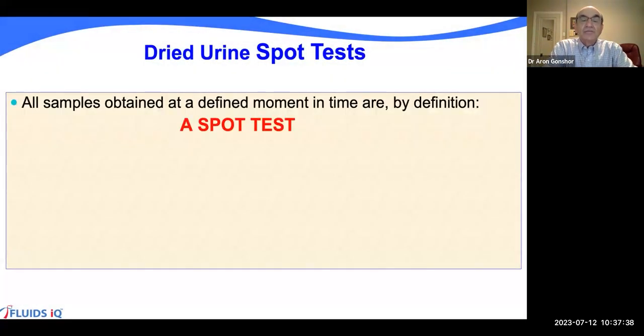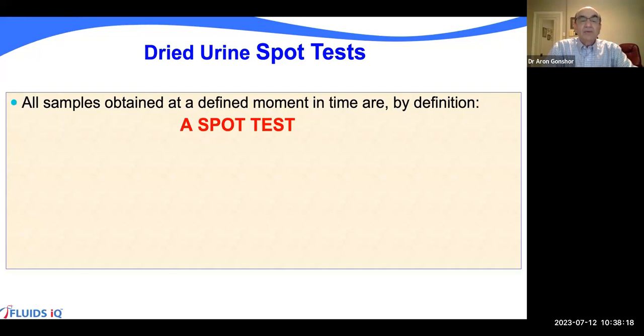But let's look at dried urine, because I think that's really what I want to stress today. All samples, when you're doing dried urine, and let me stop for a moment. Remember, Fluids IQ does dried urine. We use it. It's a wonderful technique for non-pulsatile hormones, for hormones that aren't changing every minute. We use it very effectively with good reference ranges that maintain their stability, but not for sex hormones or adrenal hormones, because they're pulsatile, whereas the other kind are not.